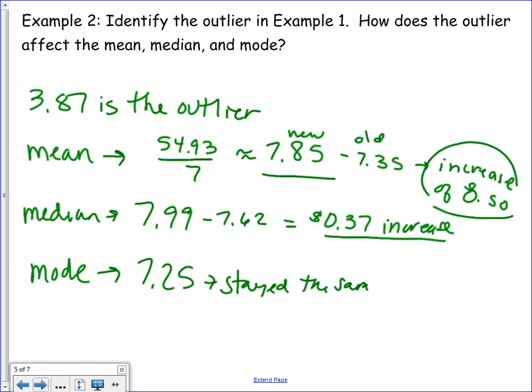So when it asks you to identify the outlier and then how that affects the other measures of central tendency, you first find the outlier, which is a value that's either much larger than the rest of the data or much smaller than the rest of the data. Okay? And then you find the mean, median, mode without that outlier and then describe how the new mean, median, and mode have changed from the original with the outlier.